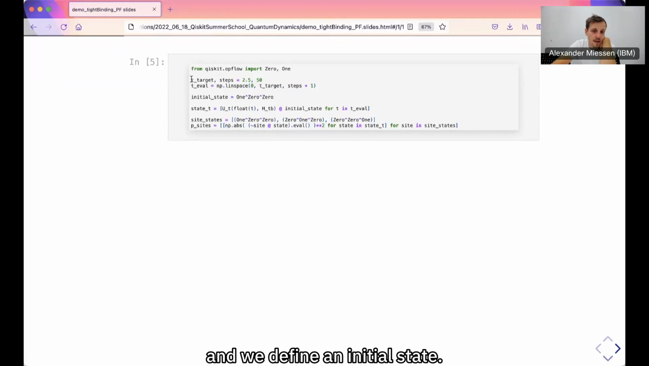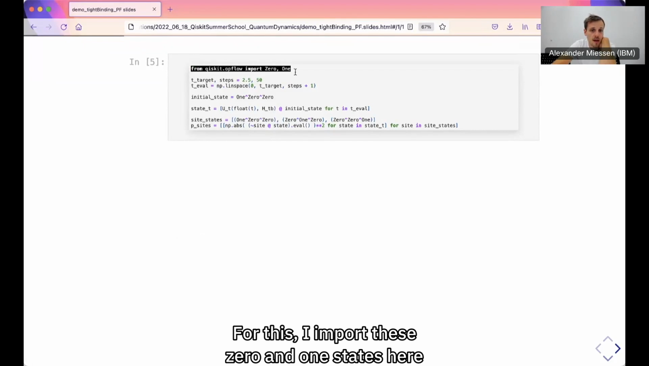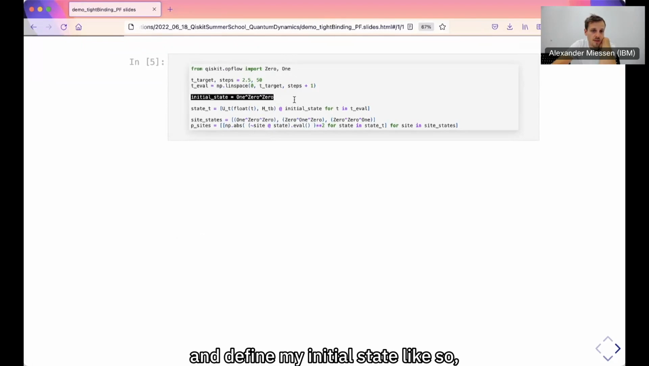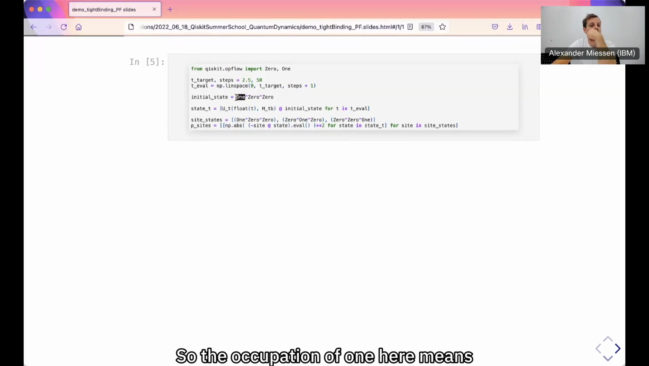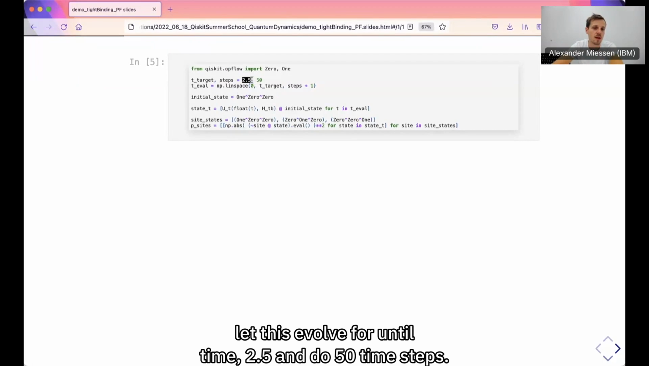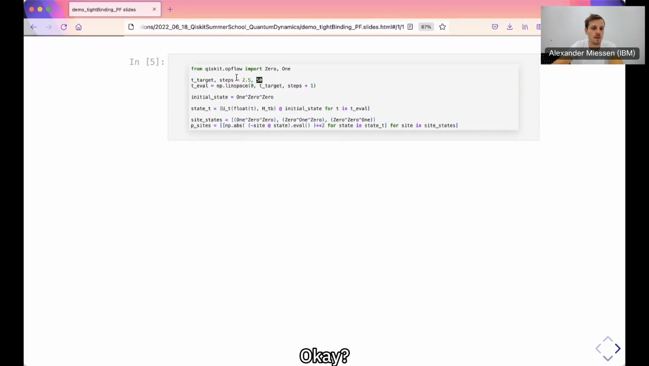and we define an initial state. For this, I import these 0 and 1 states here and define my initial state like so, meaning that the initial state is the electron being on atom site 0, okay? The occupation of 1 here means that the electron is on this site, and the occupation of 0 means that this site is unoccupied, okay? Then I define a time interval. I say, let this evolve until time 2.5 and do 50 time steps, okay?